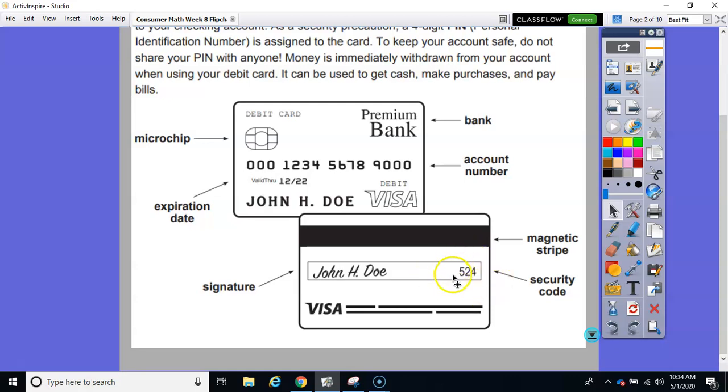And then your 3-digit security code. So a lot of places, if you do online purchases, they'll ask for your account card number, your expiration date, and then the security code, which is on the back, the 3-digit code on the back.